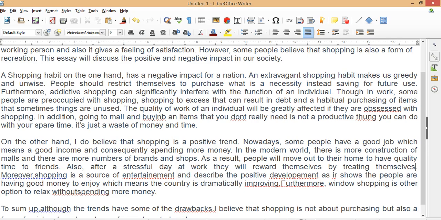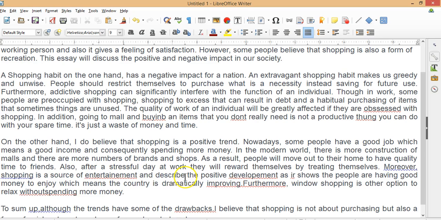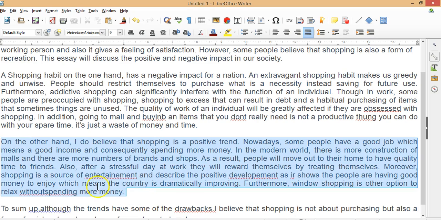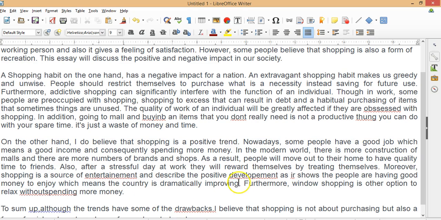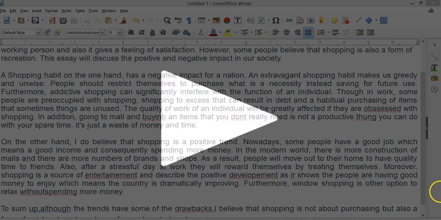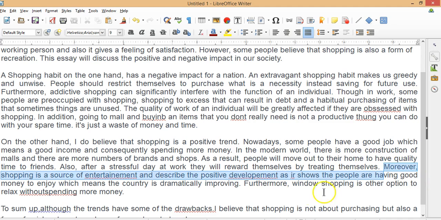Themselves. Moreover, shopping is a source of entertainment and describes the positive development as it shows that people have good money to enjoy. It's a bit of a long sentence. That's almost a paragraph. Stressful day at work will reward. So we've got several different ideas here. So we've got furthermore, windows or shopping, and then you're talking about it's a form of entertainment, and then it shows you the country's improving.